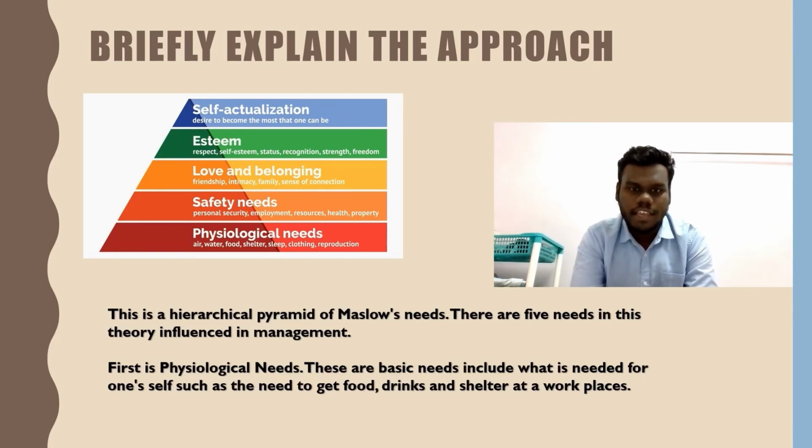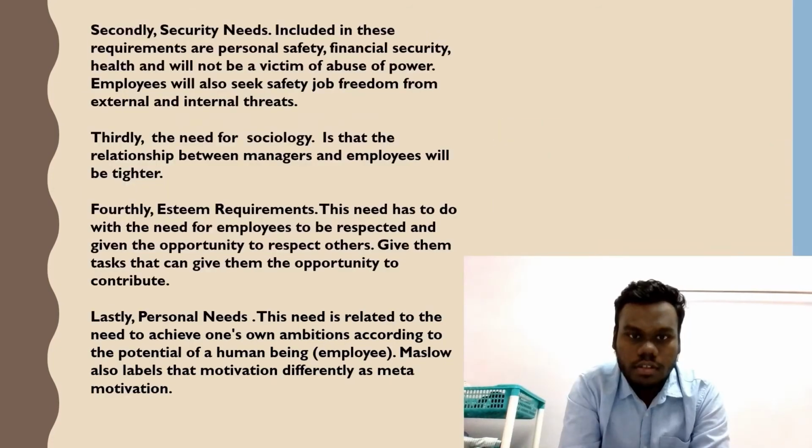First is physiological needs. These basic needs include what one needs for oneself, such as the need to get food, drink, and shelter at the workplace. Secondly, security needs. Included in this requirement are personal safety, financial security, health, and not being a victim of abuse of power. Employees will also seek job safety and freedom from external and internal threats.